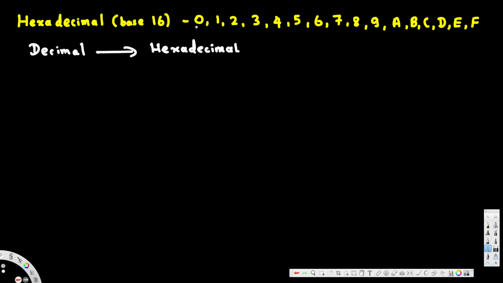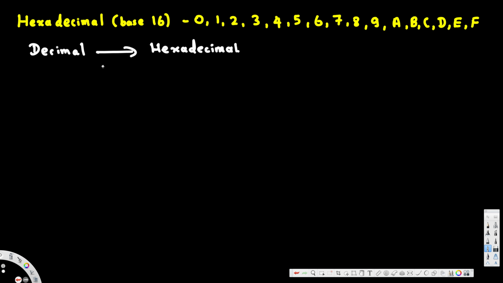For the hexadecimals, 0, 1, 2, 3, 4, 5, 6, 7, 8, 9, and after that A represents 10, B represents 11, C is 12, D is 13, E is 14, and F is 15. So when we convert, when we get 10, 11, 12, those kind of numbers that are greater than 9, we have to replace them with A, B, C, D, E, F.